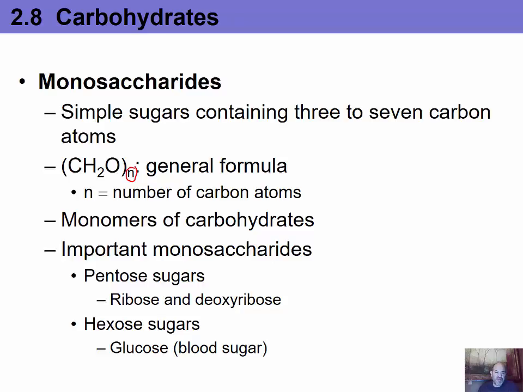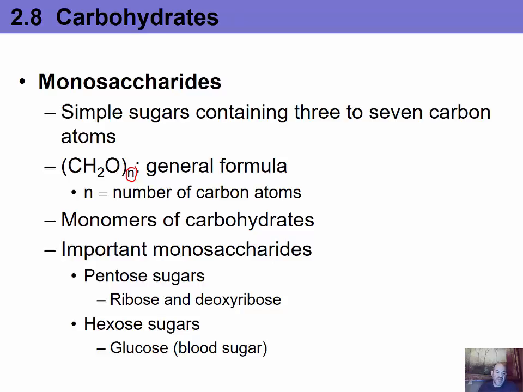So if there are 3 carbons, then we would have 3 carbons, and then 3 times the 2 is 6, and then 3 oxygen. So it's always a 1 to 2 to 1 ratio, and it depends on how many carbons there are.